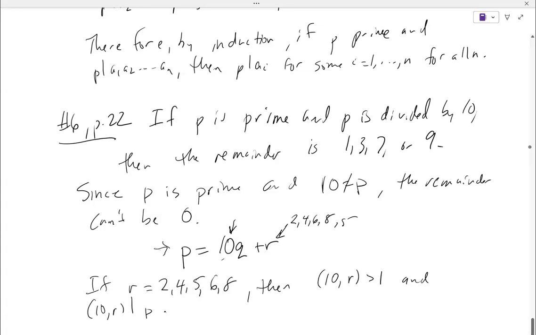Which makes sense. This is probably something you already know. If you're looking for prime numbers, you know it can't end in a 5. And that's exactly what the remainder would be. If you divide by 10, it's just the ones digit. We know that if a number ends in 5, it's divisible by 5, so it can't be prime.